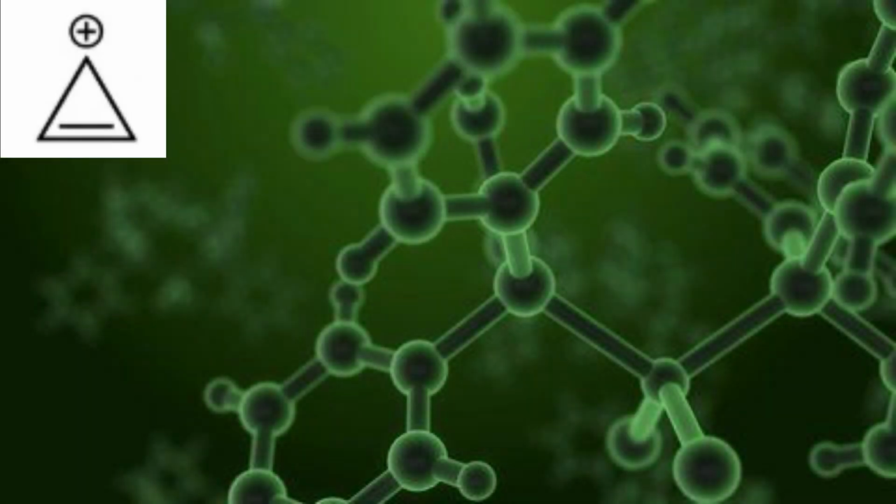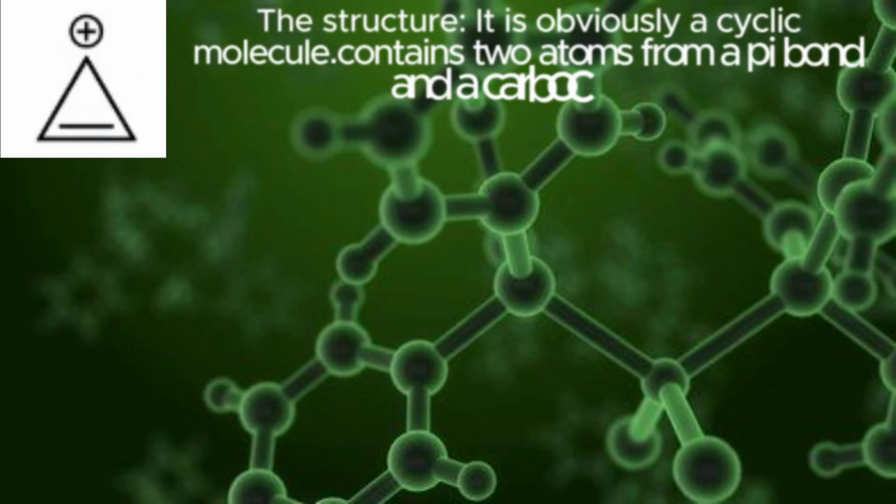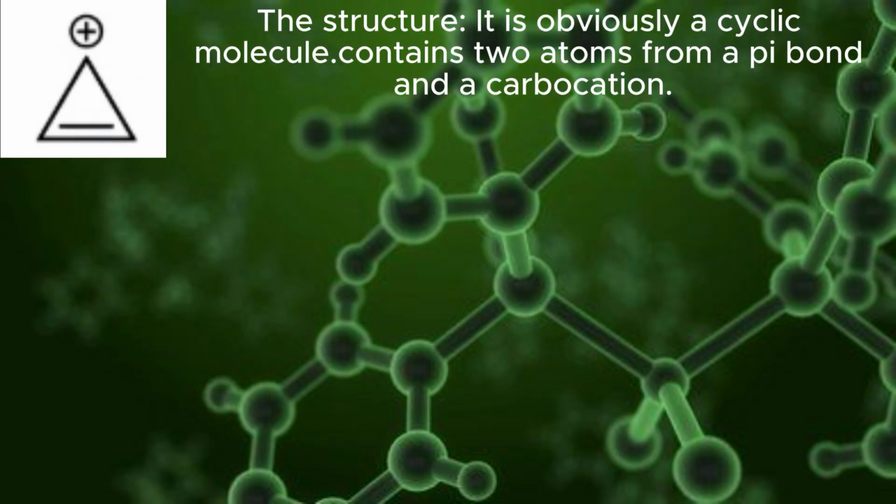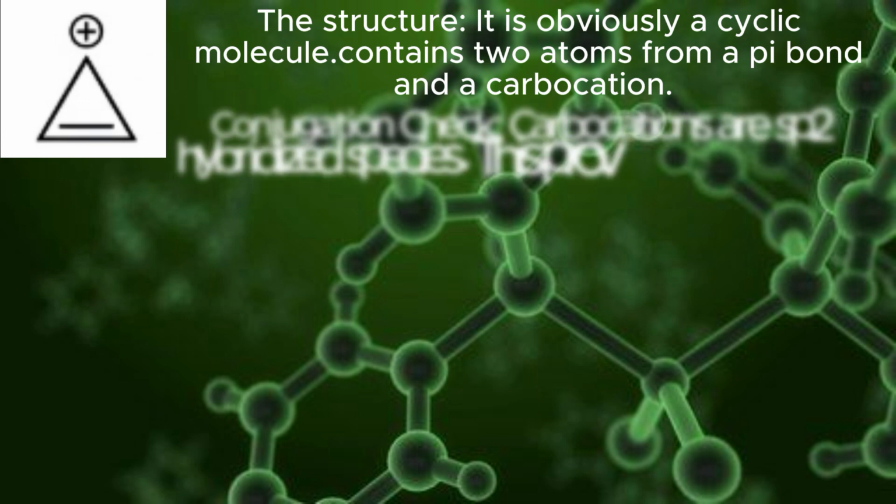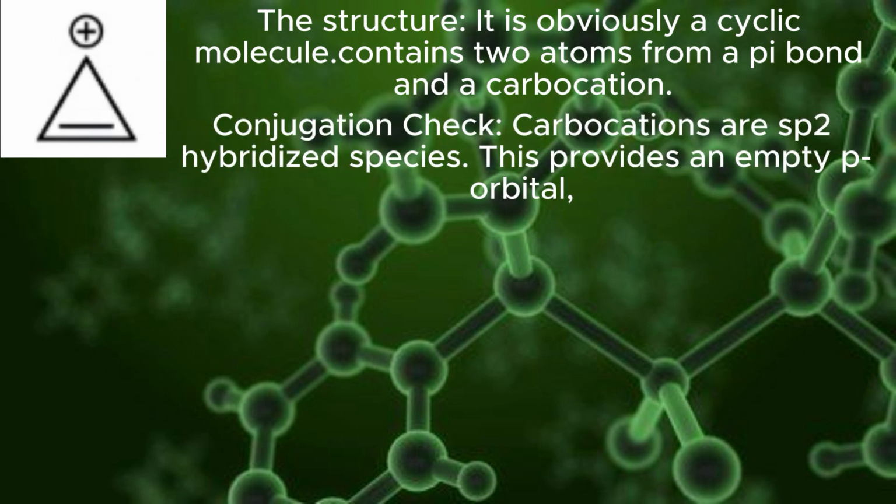Example 8 now, let's look at a smaller, more unique case. Case 8, the cyclopropenyl cation. This 3-membered ring is the smallest possible cyclic system we can evaluate. The logic: it is obviously a cyclic molecule. While small, it contains 2 atoms from a pi bond and a carbocation. Conjugation check: carbocations are sp2 hybridized species. This provides an empty p orbital, meaning there are no obstacles to full cyclic conjugation. We can use this carbocation in resonance.